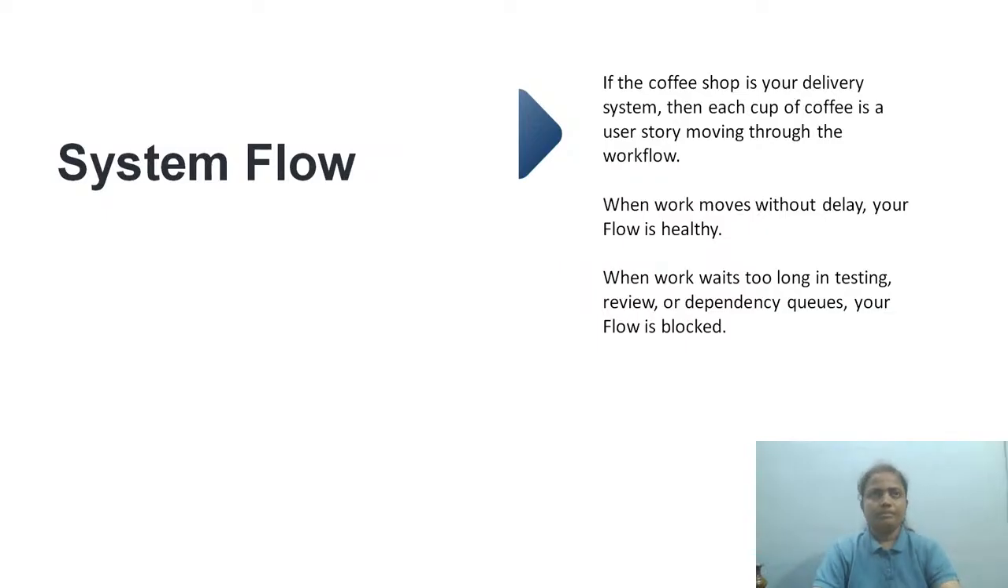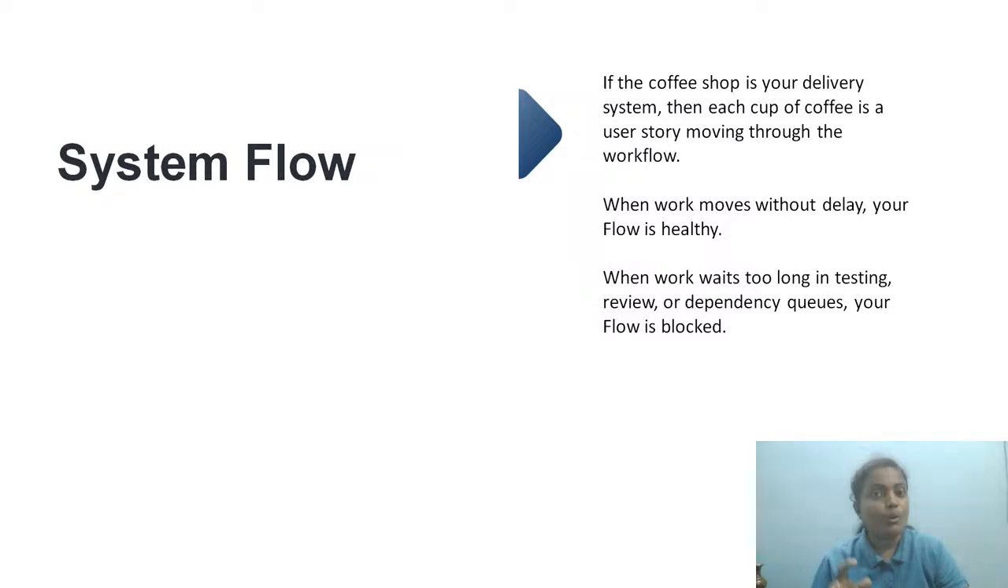Now, what is happening in the coffee shop? If you take the overall coffee shop as a delivery system, that's what they are doing, right? Ordering, then preparation, then serving. Each cup of coffee, you consider it as a user story, moving through the workflow from to do to done. When no issues, no delays, work is moving, then the flow is completely healthy, right? No disturbance at all. Overall, system is flowing smoothly without any kind of disturbances, no interruptions. That means the flow is a healthy flow. This is what we aim for.